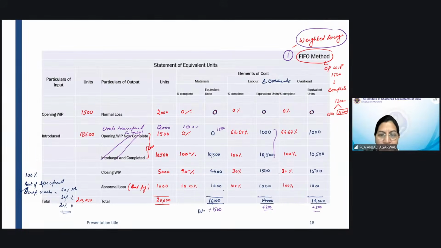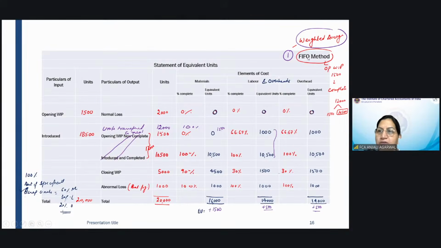So we will bring the units also in this period from scratch, and the cost also we will add to the cost of those units. Material cost will be added to material, labor cost would be added to labor, and overheads cost would be added to overheads. Okay. So that is the only change you will do in weighted average.